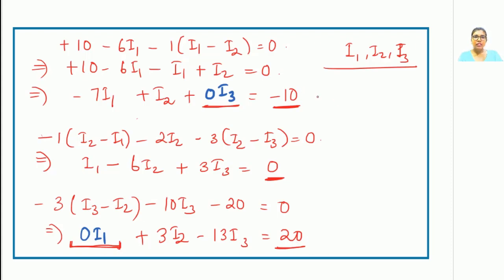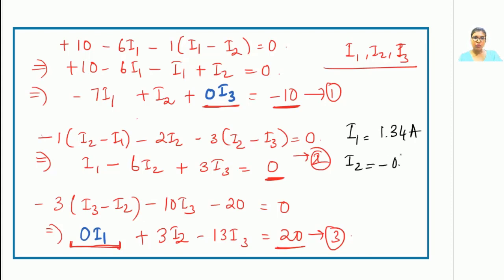Now solve these three simultaneous equations using your scientific calculators, and these are the final values that you shall obtain. I1 will come out to be 1.34 amps, I2 will come out to be minus 0.62 amps, I3 will come out to be minus 1.68 amps. We come to the end of this mesh analysis concept. This is the basic approach of how to solve circuits using mesh analysis.